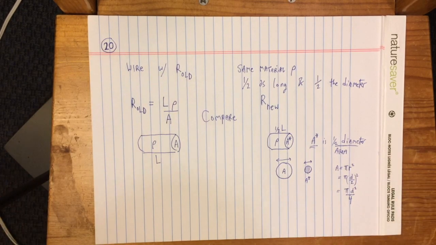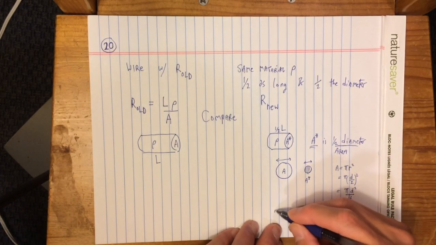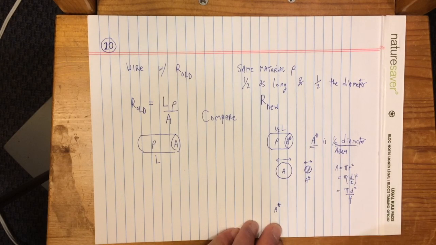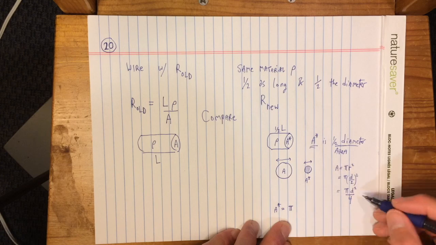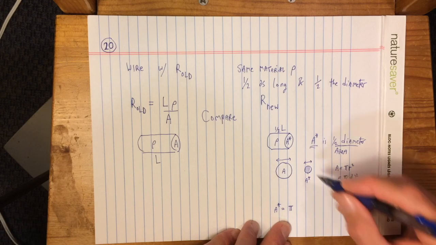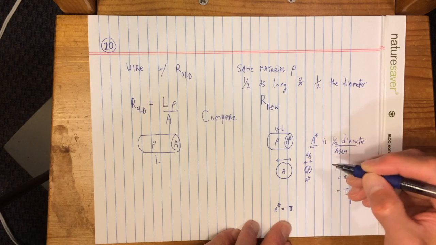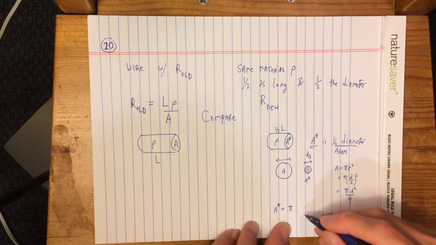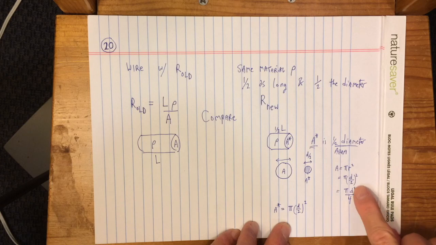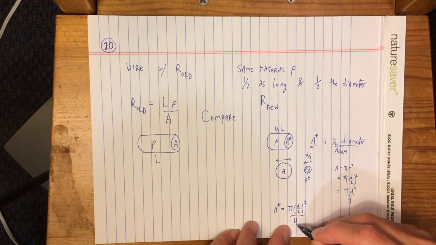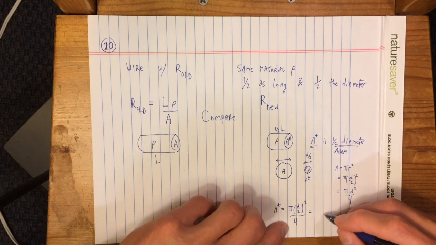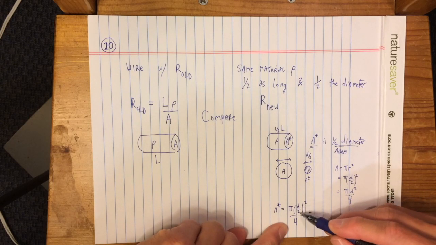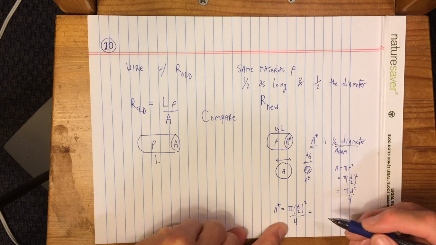Okay, so let's look at A star. So A star, the smaller area, is equal to pi, but it's not all of d, it's half of d, right? D over 2. So I'll put in d over 2, but d over 2 needs to get squared, and we still are dividing by 4. So what this looks like is d over 2 squared, divided by 4.